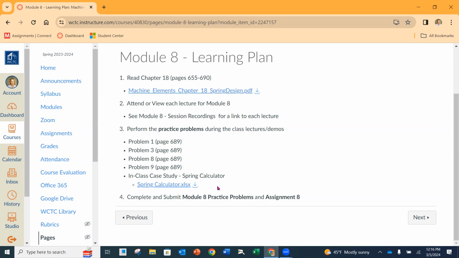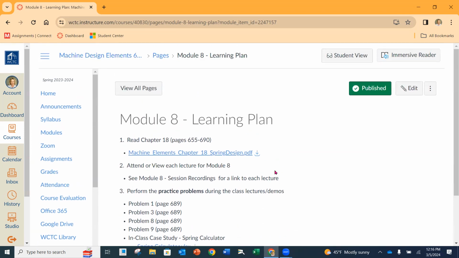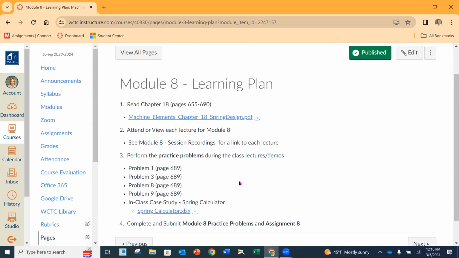And then we also have an in-class case study, something that's outside of the book, but it's going to give you an opportunity to do some calculations for springs and then go to a vendor website and specify a spring for an application. So you'll have practice problems to do that are related to the examples we're going to be doing in class and working out. And then you're going to have an assignment that is going to mimic the stuff that we're doing here in class. So very much like what we've been doing up until this point.